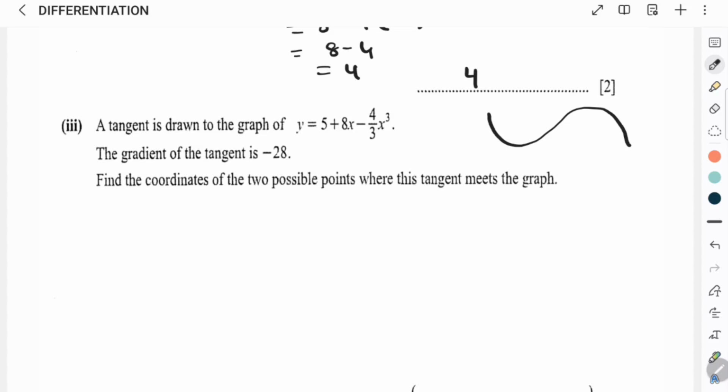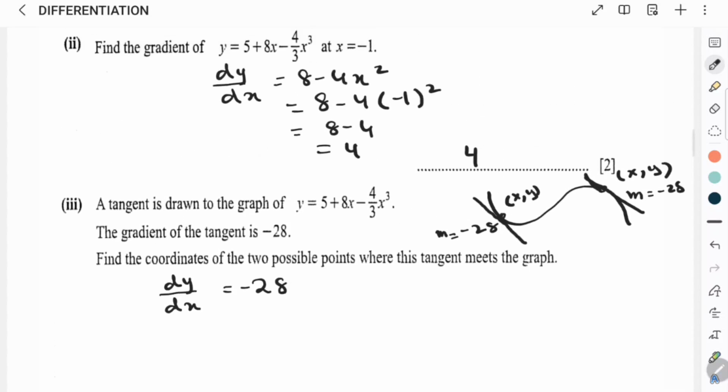So that is minus 28 is the tangent. It means gradient of the tangent. Okay, this is for example minus 28 is m, and here also it's the same at 2 points. They're asking you, we have done the same type of question in the first question, that is find out the coordinate where the gradient is minus 28. So it means dy upon dx is equals to minus 28.